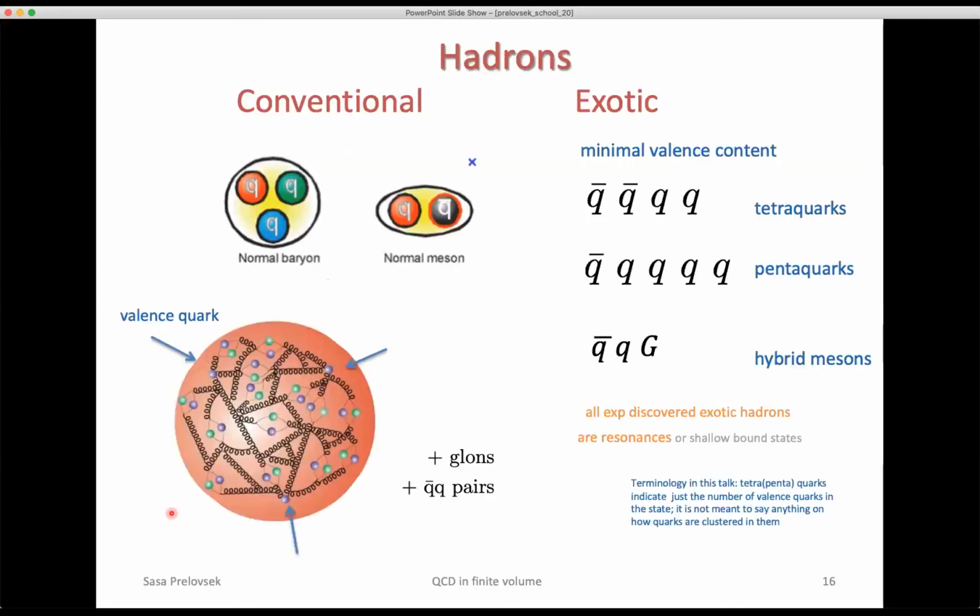Conventional hadrons are baryons and mesons, while exotic ones are those that have a minimal content of more than two valence quarks. So this will be tetraquarks, pentaquarks, hybrid mesons containing a Q Q-bar pair and gluons. Of course, everything contains also pairs of Q Q-bar and gluons. Basically all of the exotic hadrons that were discovered in experiment, and there are plenty, are all resonances or kind of shallow bound states. None of them is a state that is easy to extract on the lattice, unfortunately.